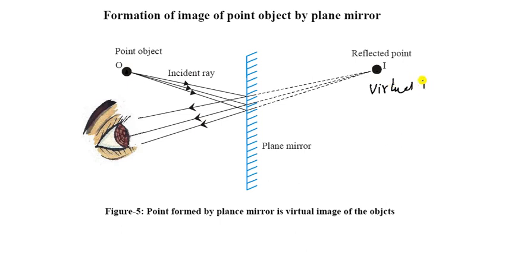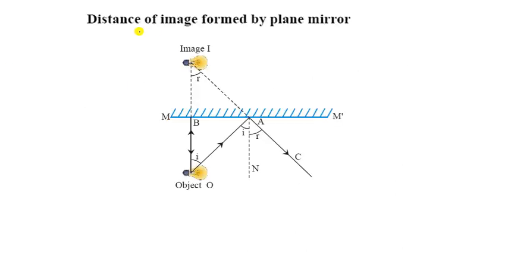Virtual image. That means it cannot be obtained on the screen. So let us see the next one: the distance of the image formed by the plane mirror.